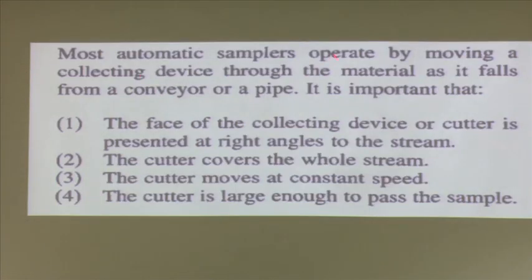Most automatic samplers operate by moving a collecting device through the material as it falls from a conveyor or pipe. It is important that the face of the collecting device or cutter is presented at right angles to the stream. That is the first one. Number 2, the cutter covers the whole stream, not part of the stream. The cutter moves at constant speed; there cannot be a variation in the speed. That means there should not be any vibration, and motion should be smooth. The cutter is large enough to pass the sample, that is 3 times or greater than the largest particle.